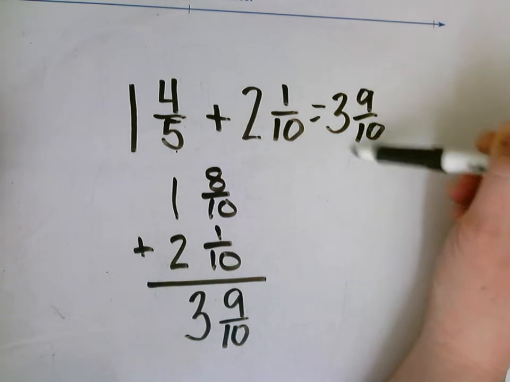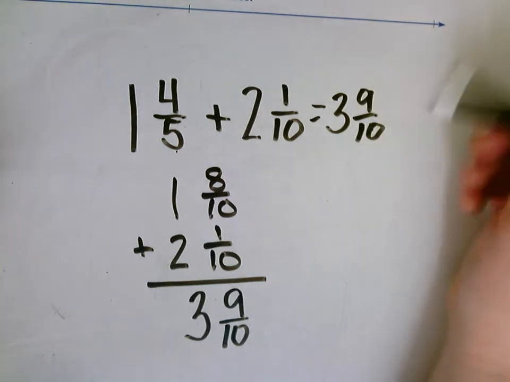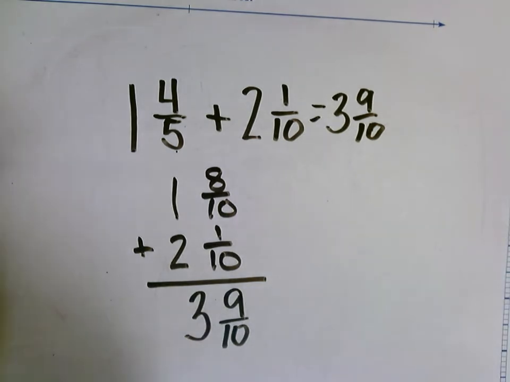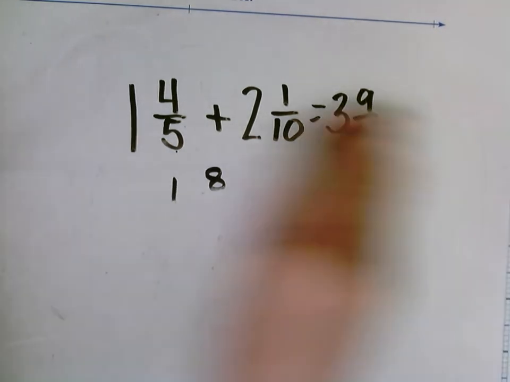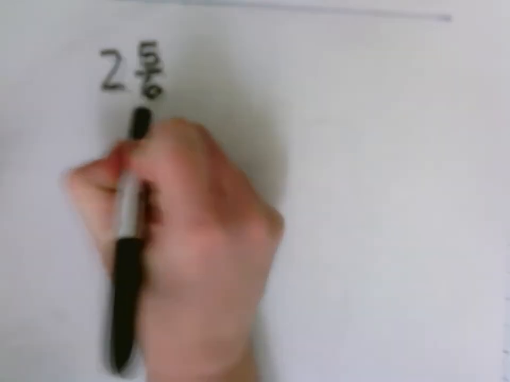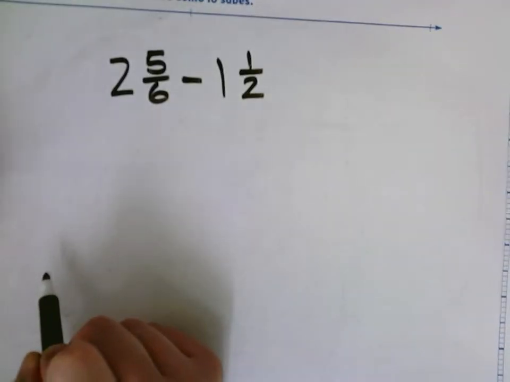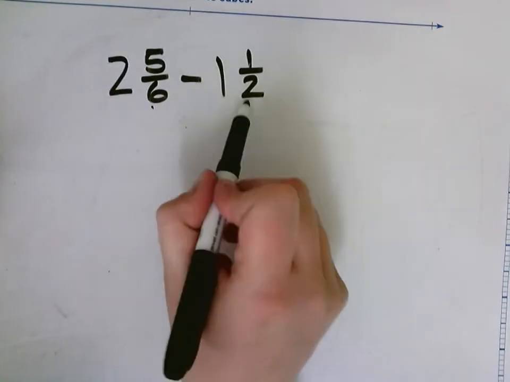And I'm looking at my fraction and it is simplified. Okay, 9 and 10 do not share any common factors. So let's try a subtraction problem. Let's do the problem 2 5/6 minus 1 1/2. All right, so already I see I do not have a common denominator.